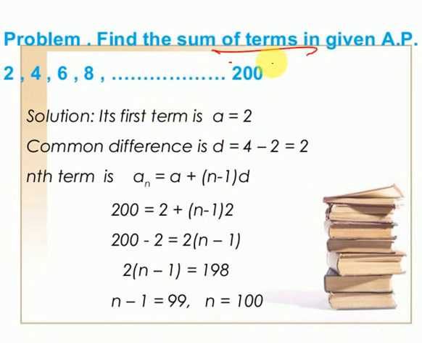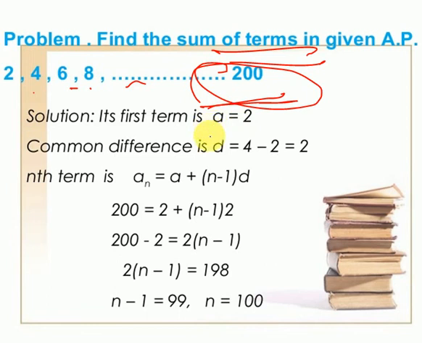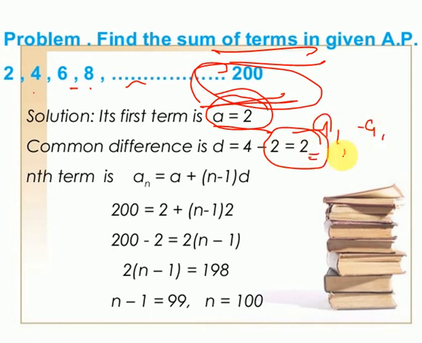Now another question. Find the sum of terms of the given AP 2, 4, 6, 8, and the last term is 200. We are given the last term. So a is 2, the first term. The common difference is 2: a2 − a1 = 4 − 2 = 2. Now we have to find the sum of terms. Before solving for the sum, first we should know how many terms we have. That's why they have given the last term.